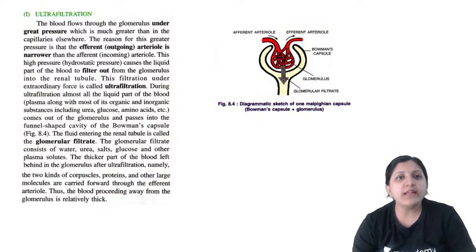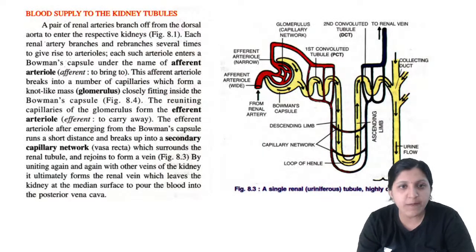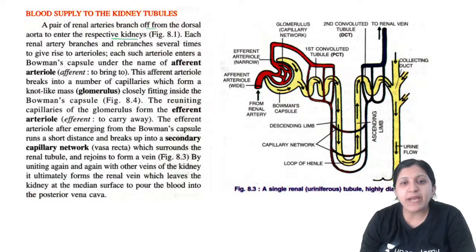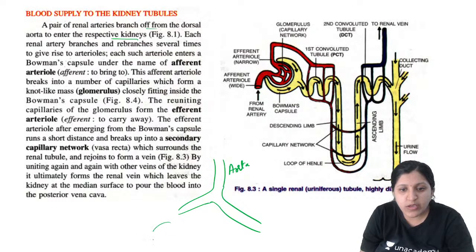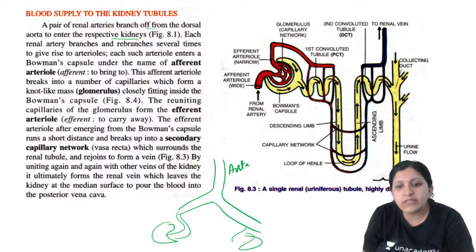All right, you can see here, you need to keep in mind the functions of the kidney, basically urine formation, that we are checking here. The pair of renal arteries branch off from the dorsal aorta into the respective kidneys. You can see this aorta, this is the artery itself, and it has to branch to join the two kidneys. One kidney is here and one kidney is here, and both of them have to receive a renal artery.